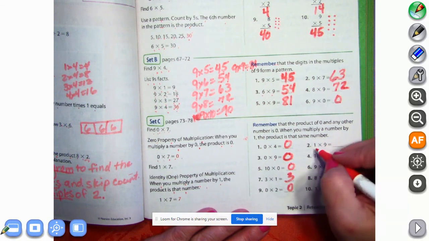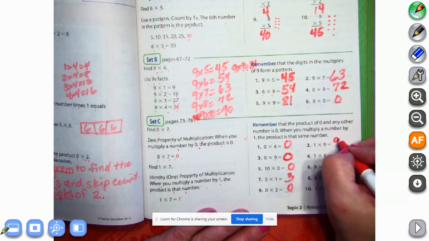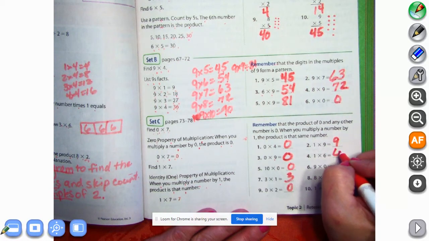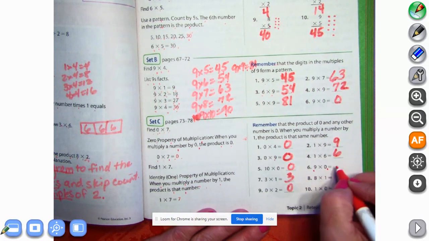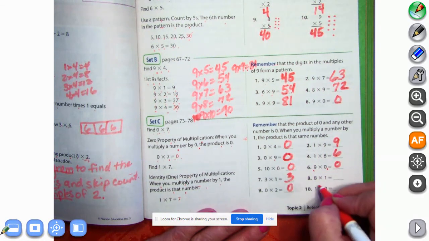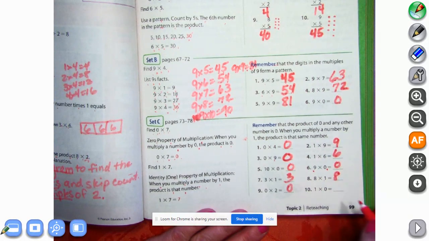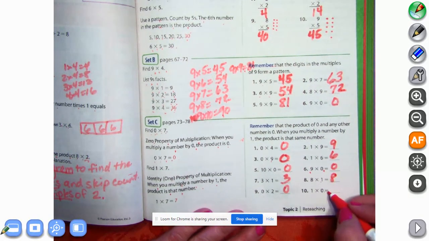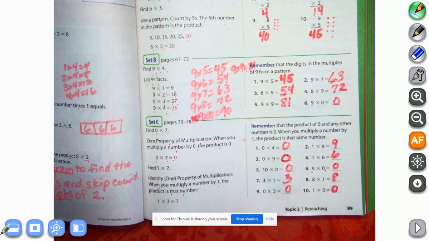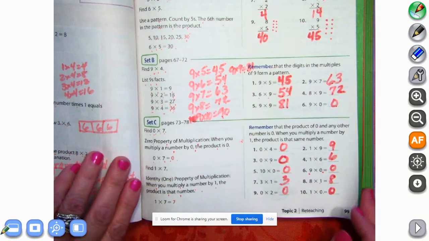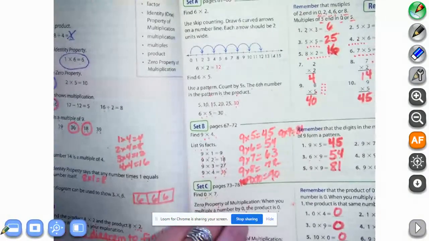Okay, let's go to this side. 1 times 9 is 9. 1 times 6 is 6. 9 times 0 is, no way, Jose. 8 times 1 is 8. And 1 times 0 is 0. All right, make sure you have all of that written down before we turn the page. All right, pause if you need to.